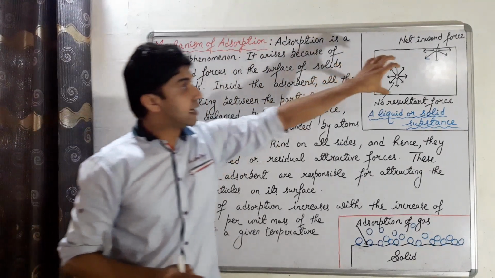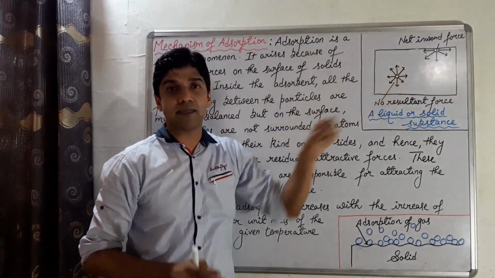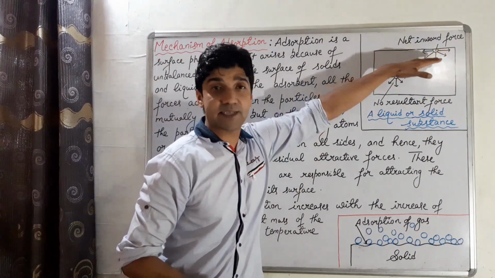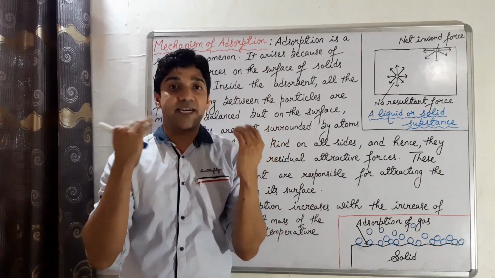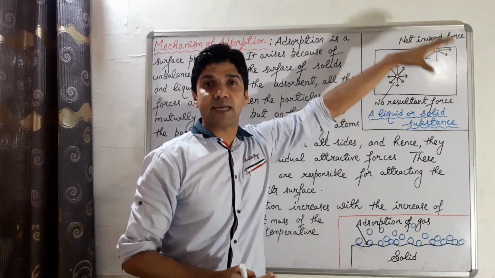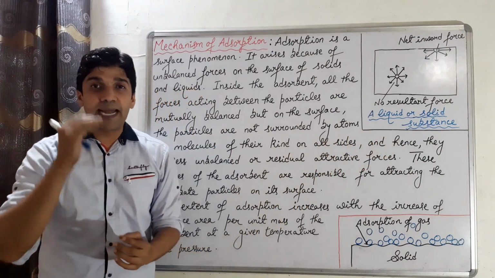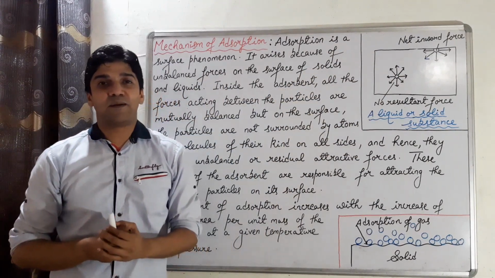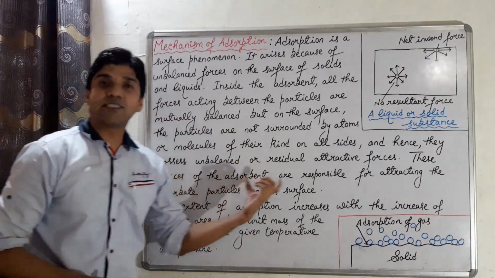अगर हम बात करते हैं एड्सॉर्बेंट के अंदर, inside the adsorbent, then all the forces acting on the particles are mutually balanced. वहां तो बैलेंस हो गए, but when we talk about the particles on the surfaces, then the particles are not surrounded by the atoms or the molecules of their kinds on all the sides, and thus we can say that the particles on the surfaces, they possess unbalanced or residual attractive force, and that unbalanced force, that net inward force, that is responsible for the attraction and for retaining particles of the adsorbate on the surface.